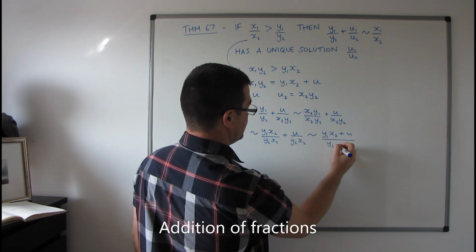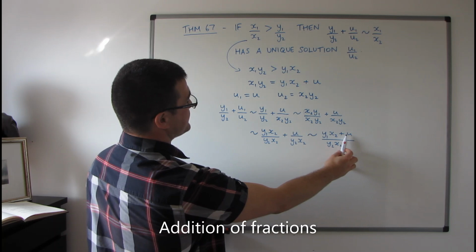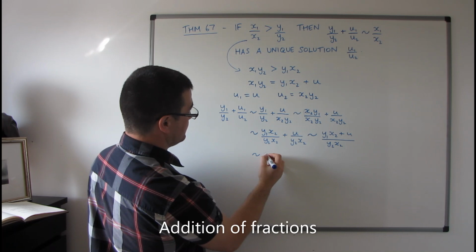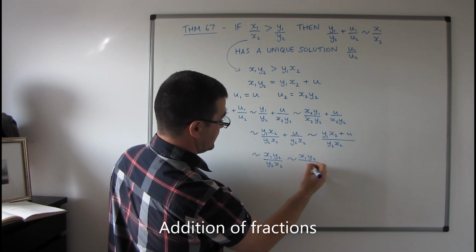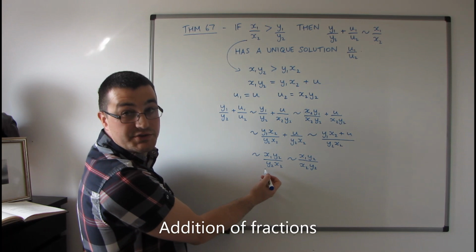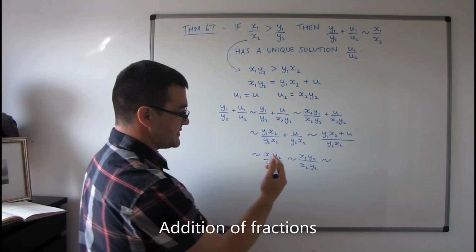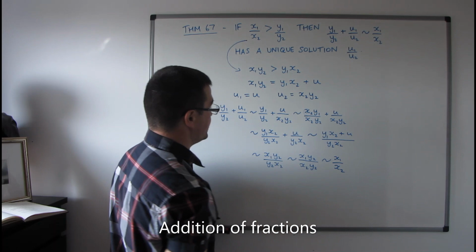But y1 x2 plus u is just equal to x1 y2 over y2 x2, which is similar to x1 y2 over x2 y2. Again, commutativity used on the denominator here, which is using theorem 40, similar to x1 over x2, which is exactly what we needed to show.